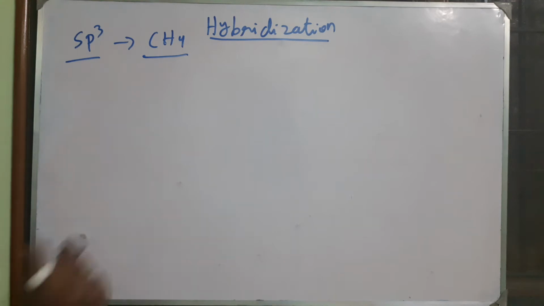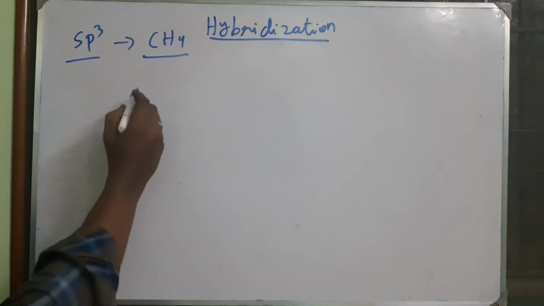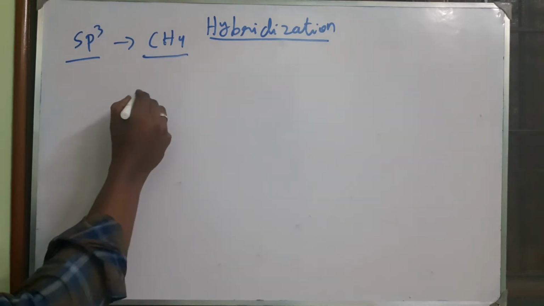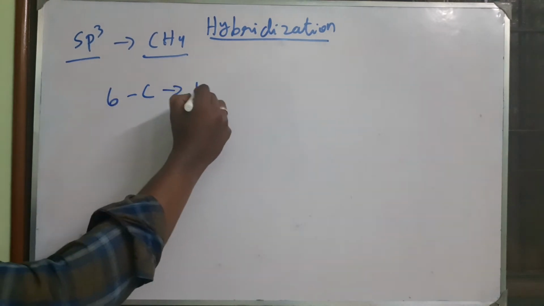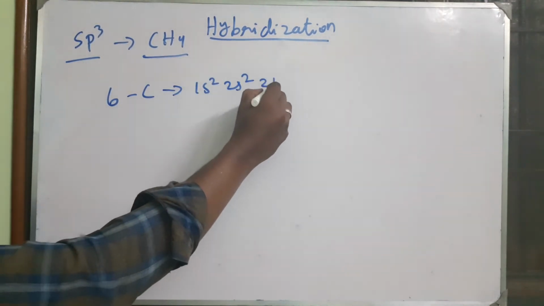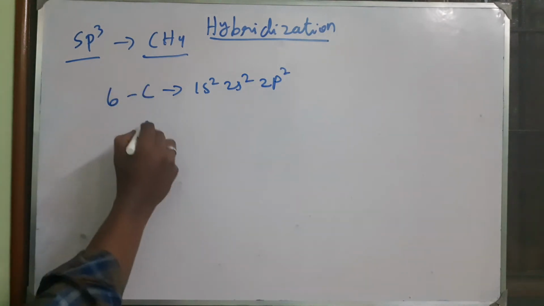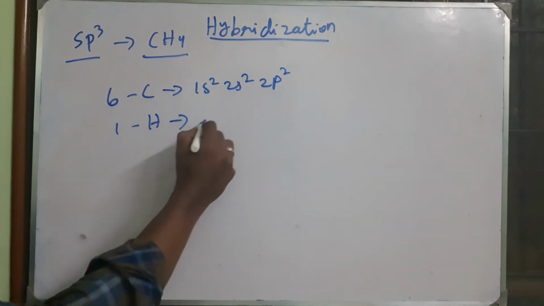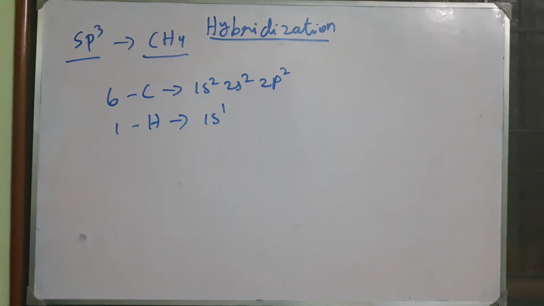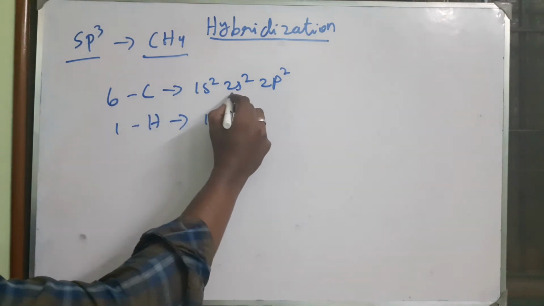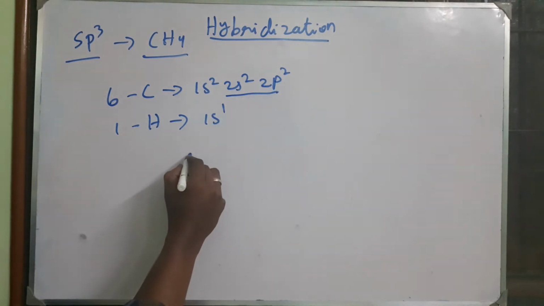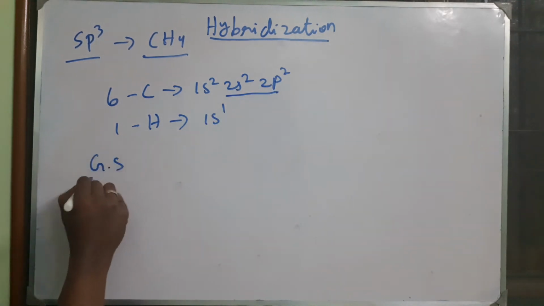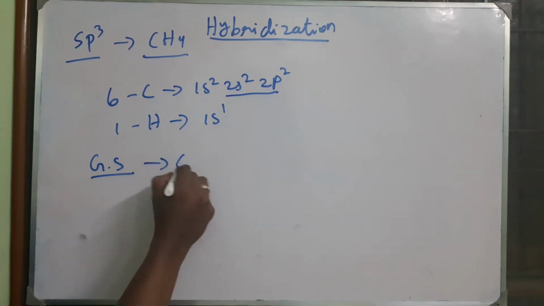First of all, what are the atoms present in the molecule? Carbon and hydrogen. First we should write the electronic configuration of carbon and hydrogen. Carbon atomic number is 6, electronic configuration 1s2, 2s2, 2p2. Hydrogen atomic number is 1, electronic configuration 1s1. First we have to take the outermost shell of carbon, 2s2 and 2p2. This is the ground state electronic configuration of the carbon atom.